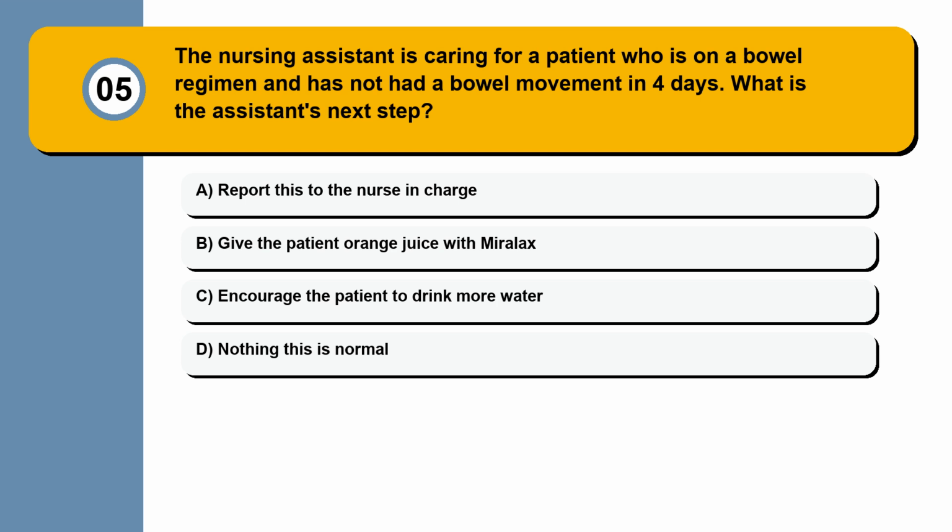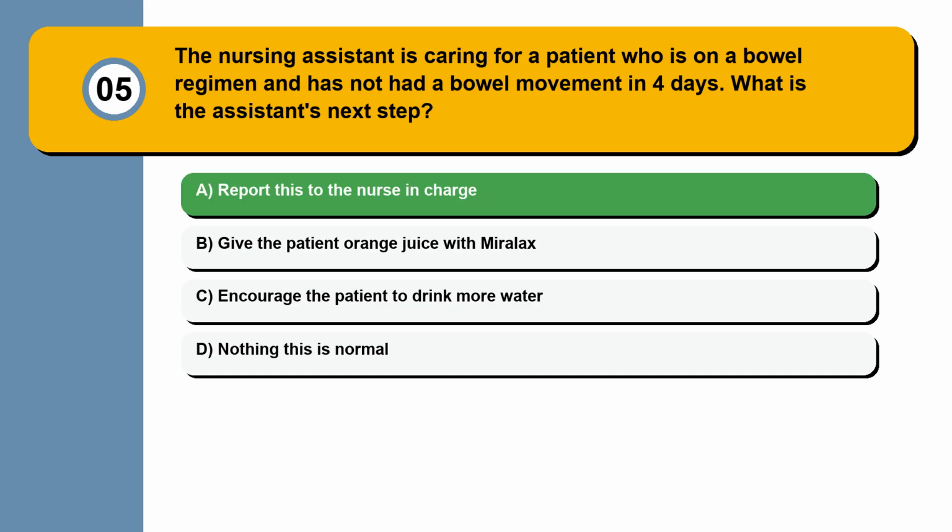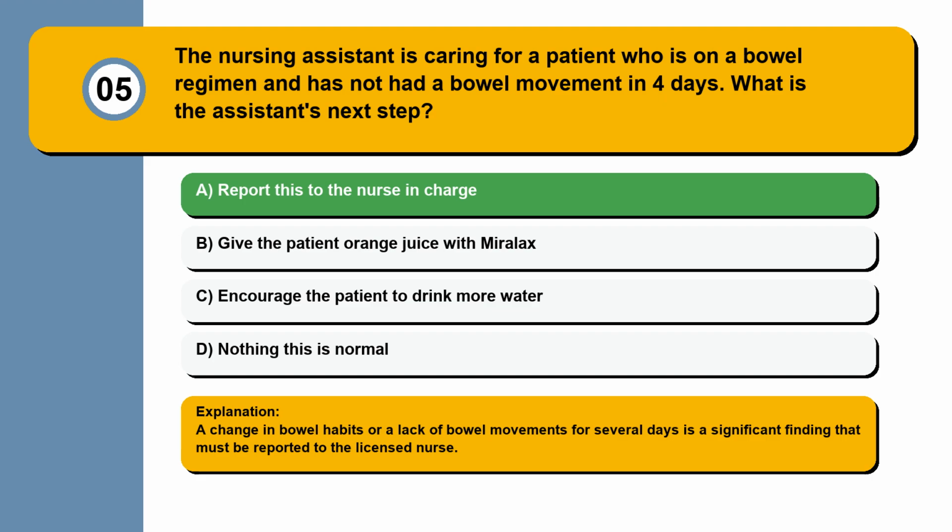Question 5. The nursing assistant is caring for a patient who is on a bowel regimen and has not had a bowel movement in 4 days. What is the assistant's next step? Report this to the nurse in charge. Give the patient orange juice with Miralax. Encourage the patient to drink more water. Nothing, this is normal. A change in bowel habits or a lack of bowel movements for several days is a significant finding that must be reported to the licensed nurse.